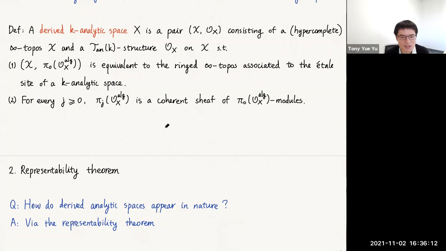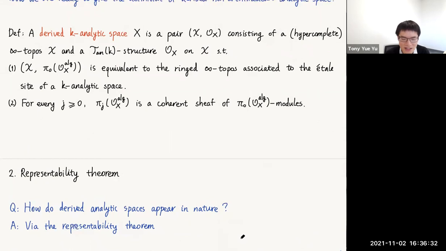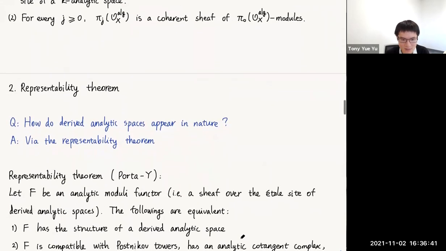And the answer to this question is that we can obtain naturally derived analytic spaces via the representability theorem. This was one of the theorems that we really aimed for. And here is the statement.